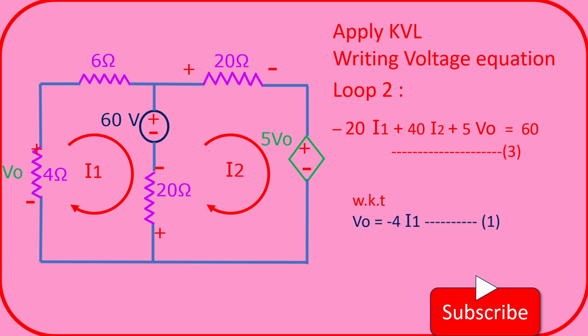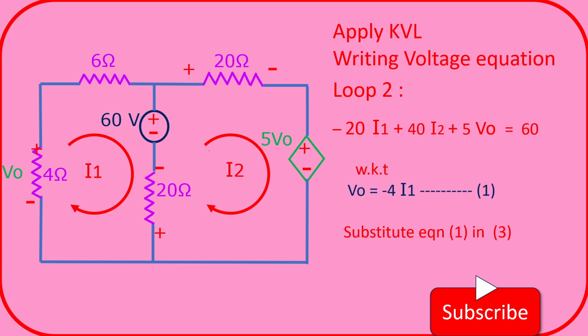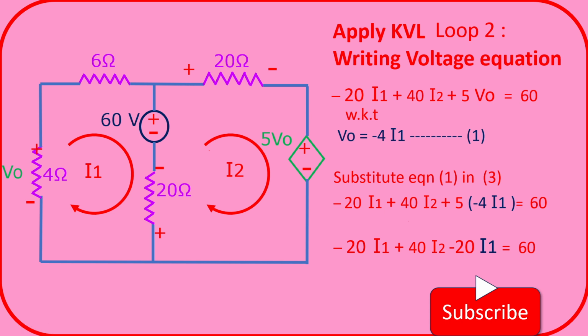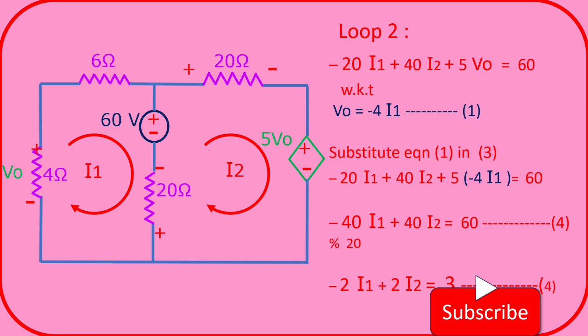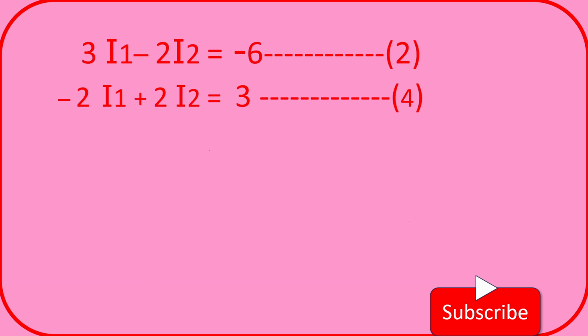And already we know that this V0 is equal to minus 4I1 from equation 1. Now we substitute this equation number 1 in equation number 3, so that we can rewrite this as minus 20I1 plus 40I2 plus 5 into minus 4I1, where we have done this substitution, right? That is equal to 60. So this is minus 20I1 plus 40I2 minus 20I1, that is equal to 60. Multiplying these two, we get minus 40I1 plus 40I2, that is equal to 60. Dividing this by 20, we get this as minus 2I1 plus 2I2, that is equal to 3. This is our fourth equation.